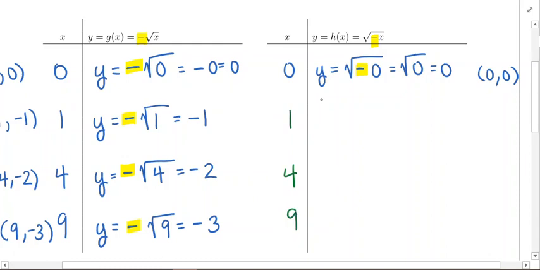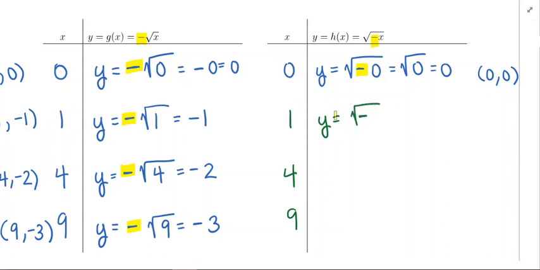Okay, so if x is 1, y is going to be the square root of negative... the negative is underneath, and then you write down the x value. So you end up with the square root of negative 1, which is bad, bad, bad, because you're taking the square root of a negative number, okay?